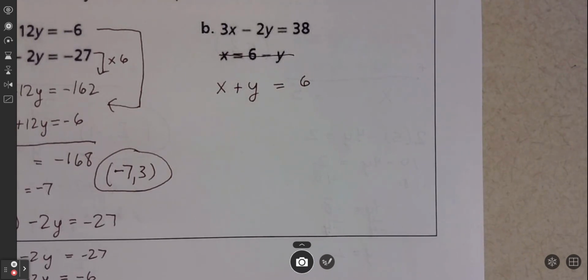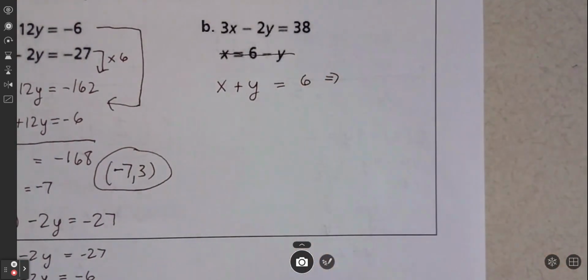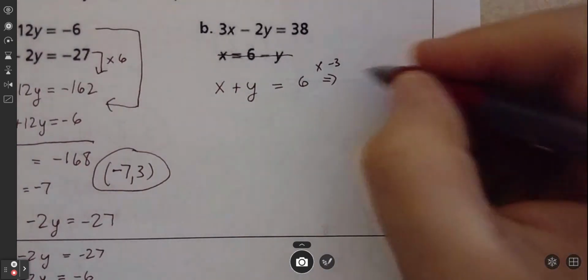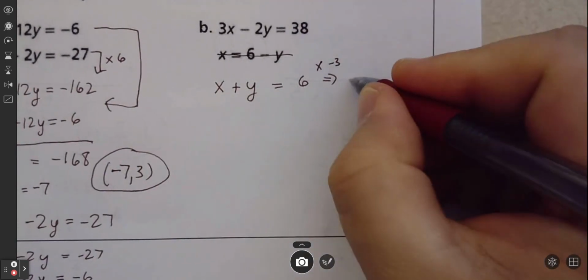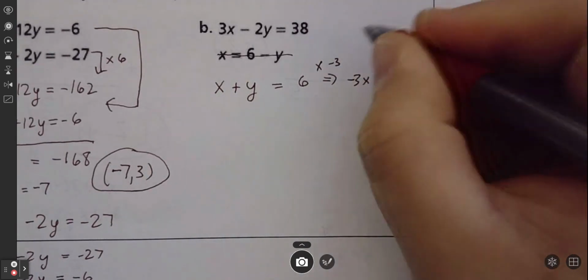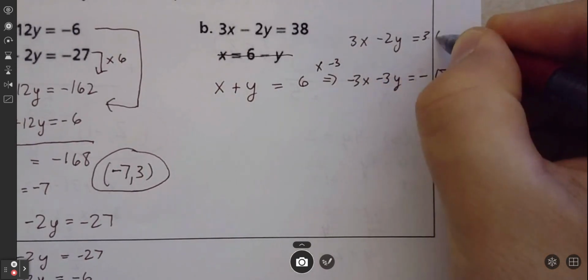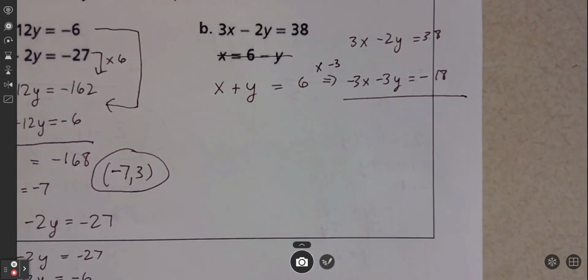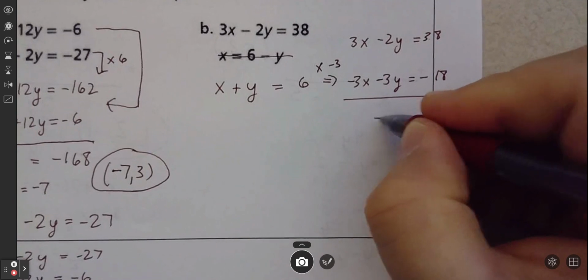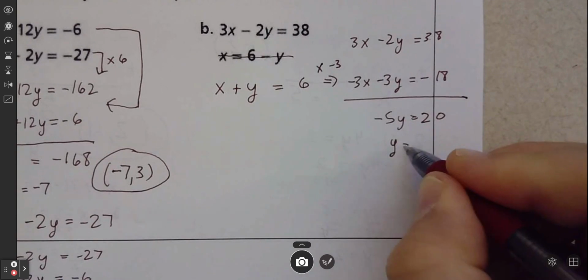Yeah. Times the second equation by 3. Times the second one by 3. If I'm going to do that, what kind of 3 do I need to multiply it by? Negative 3. Okay. So I'm going to multiply that by negative 3. I kind of like when I have the room here to do it. Negative 3x minus negative 3y equals negative 18. And then I'm going to bring the other one over just so it's there. 38. Elimination, negative 5y equals 20. y equals negative 4.